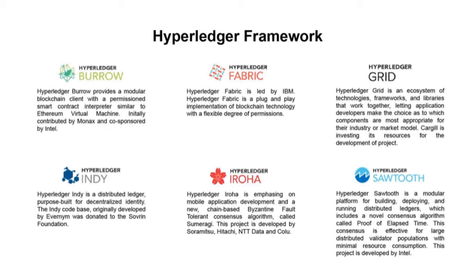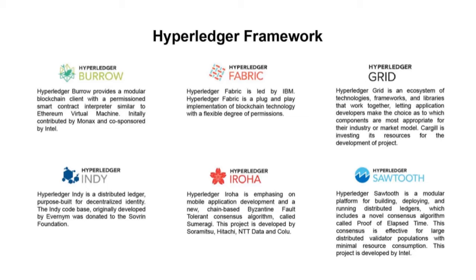Then you have Hyperledger Indy. Hyperledger Indy is more of a decentralized identity based solution which came into being due to digital identity management. This project was initially started with Evernym and later it was donated to the Sovrin Foundation. Then you have Hyperledger Iroha. Hyperledger Iroha is a chain based on a Byzantine fault tolerance algorithm called Sumeragi. This project was initially contributed by Soramitsu, Hitachi, NTT Data, and Colu.